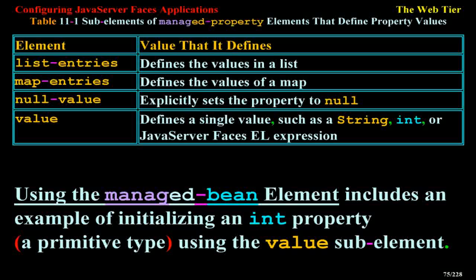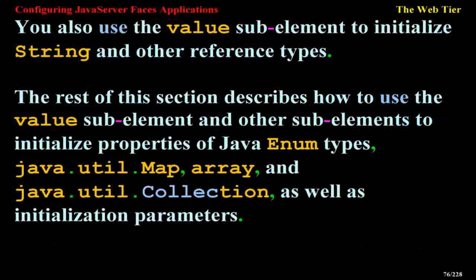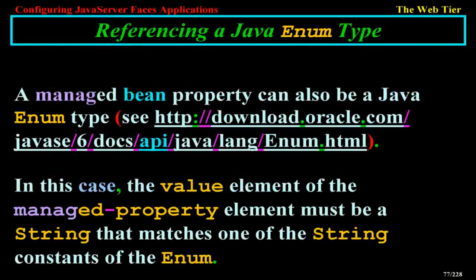Using the managed bean element includes an example of initializing an int property of primitive type using the value sub-element. You also use the value sub-element to initialize string and other reference types. The rest of this section describes how to use the value sub-element and other sub-elements to initialize properties of Java enum types, java.util.Map, array, and java.util.Collection, as well as initialization parameters.